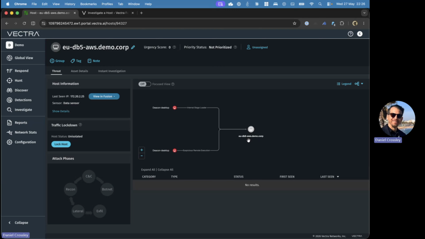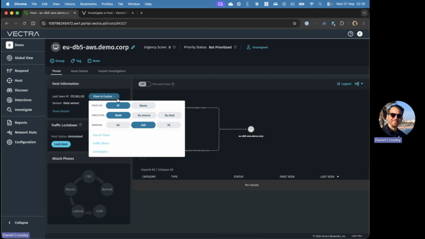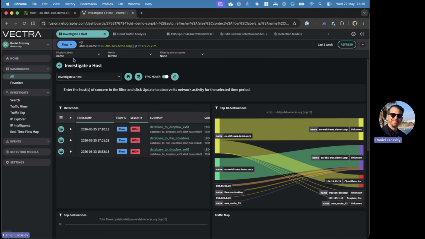This can be a problem because we're not getting visibility at the packet level, but thankfully we are still monitoring our AWS environment with Vectra Fusion at a flow log level. Remember, we discussed the difference between packets and flows. To continue this investigation, I can look at the underlying flow data in Vectra Fusion, and I can very easily pivot to Vectra Fusion from the Vectra Respond console using the pivot point here. If I go to investigate, that brings me into the Vectra Fusion console, centered on this host.